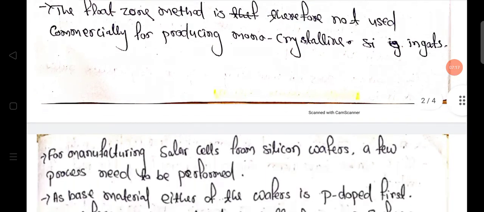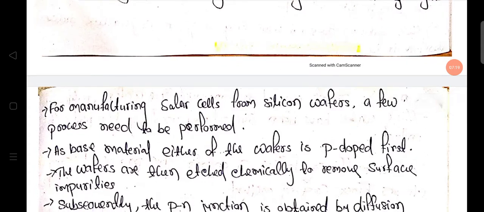After we get the silicon wafer, we cannot use that wafer directly as a solar cell. There are some extra processes to build a solar cell from that silicon wafer. For manufacturing a solar cell from a silicon wafer, a few processes need to be performed.